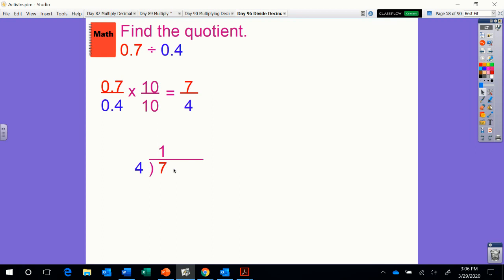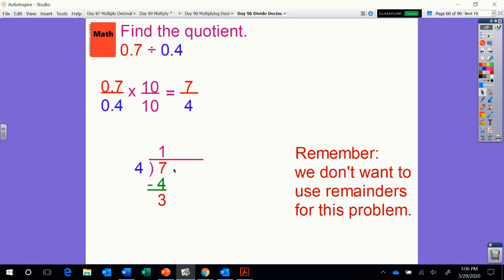So we divided for 1. Then 1 times 4, we multiply, is 4. 7 minus 4, we subtract, is 3. And we are moving past remainders. So in the past, we've done 1, remainder 3. But now we know how to divide with decimals.